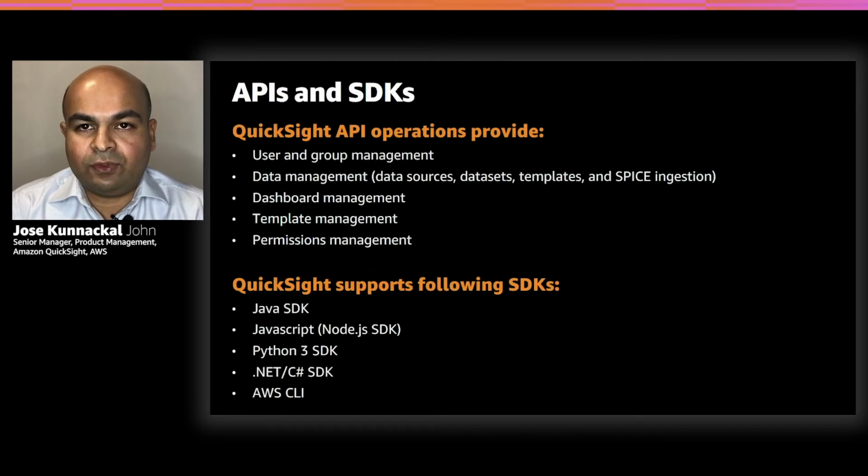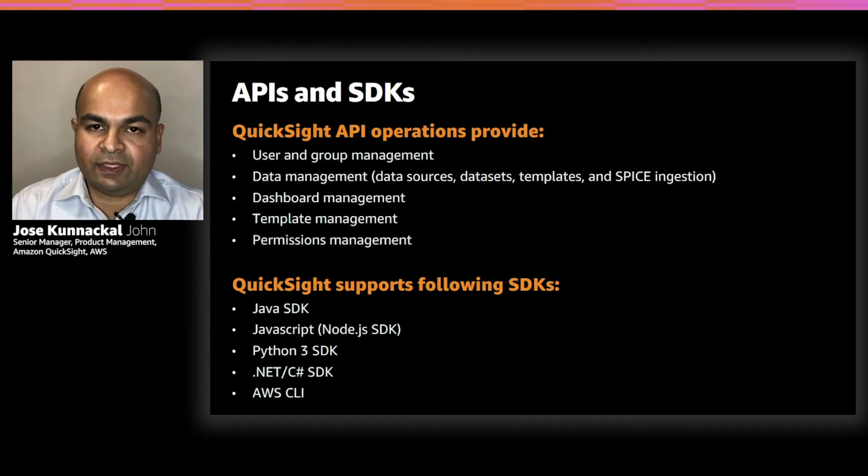Now, all of this is, of course, wrapped within APIs and SDKs that you can then use. So as you have all of the capabilities that we talked about, and as you roll that out to your end users, you have user and group management APIs, you have data management APIs, you have dashboard and template management, including cross-account access, as well as versioning within those APIs so that you can easily roll back, roll forward, and manage those deployments well. You also have permissions management, including managing IAM permissions for access to AWS resources. And all of this is available through a host of SDKs that are available from AWS.